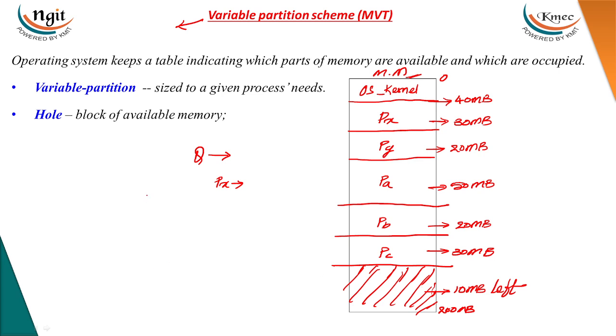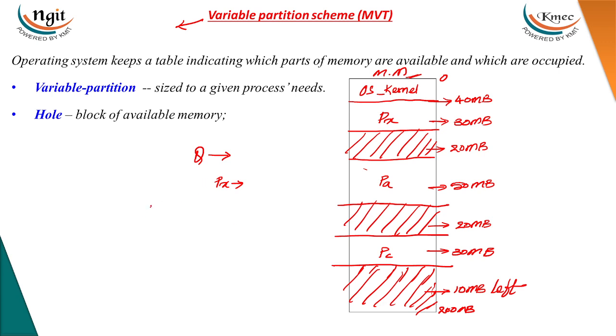But after some point of time, some of the processes will complete their execution. Assume that PY and PB both have finished execution and left 20 MB and 20 MB holes. The main memory is now left with three holes, 20, 20, and 10, while PX, PA, and PC continue their execution.